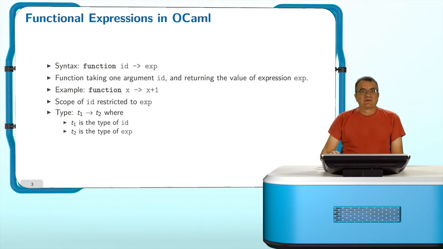As any expression, a functional expression also has a type. And now, since we are defining a function, this expression, of course, has a functional type. So the type that we would obtain for this construction would be some arrow type t1 to t2, which is a derived type. t1 would be the type of the parameter id, and t2 would be the type of the expression, which is the body of this function.